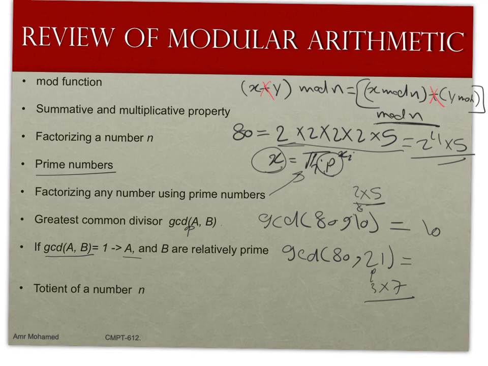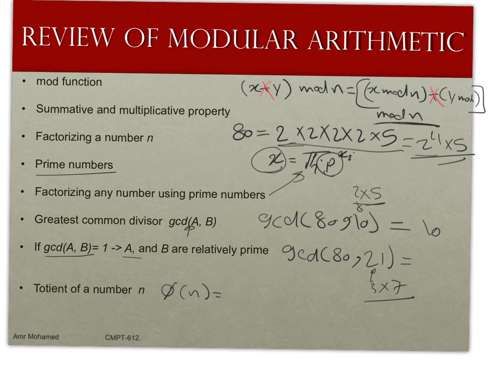Okay? So we're getting there. So what is the totient? The totient of n, which is usually referred to as φ(n), is the number of non-divisors from 1 to n. Okay? It is the number of the numbers that do not divide n, from 1 all the way to n. Okay? So if I give you, for example, 80, what is the totient of 80?